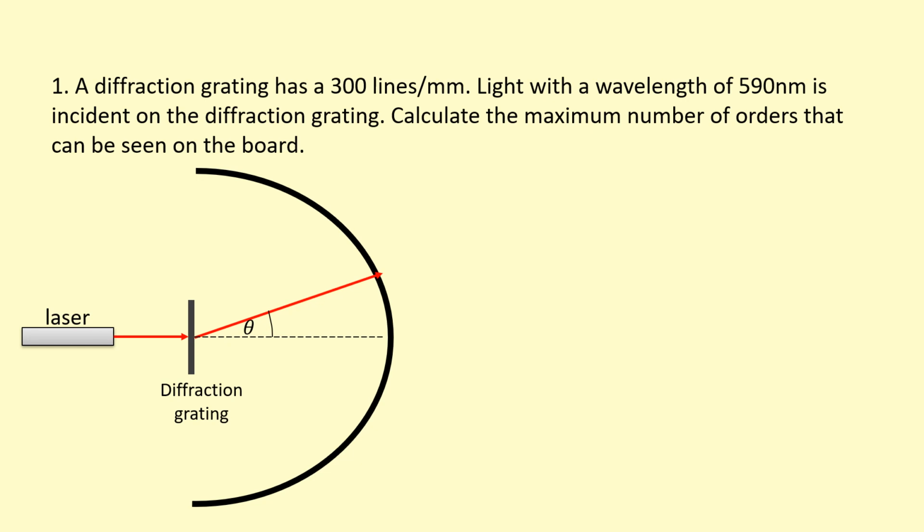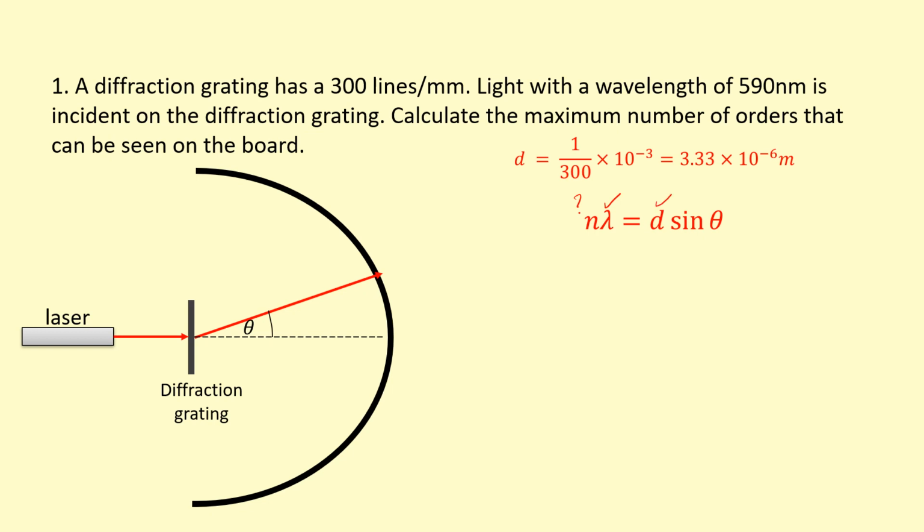So firstly, let's figure out the distance between the slits by doing 1 over 300. That gives us the distance between slits in millimeters, and we times that by 10 to the minus 3 to turn it into meters. Secondly, we write down the equation here, and we want to find the maximum number order. We've got the wavelength already, that's 590 nanometers, so I'm going to turn that into meters, and the distance between the slits we just calculated.